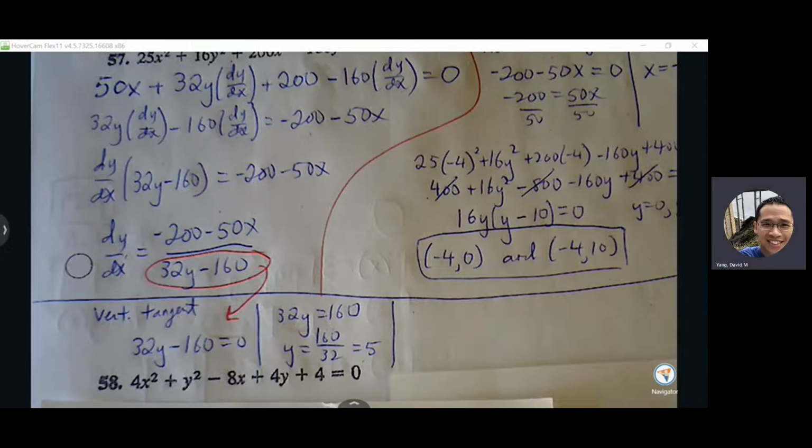But I'm trying to figure out the full ordered pair. So how can I find my full ordered pair? Plug back into the original. So I have 5 in for y. Now I can turn around and solve for x. So back into the original.